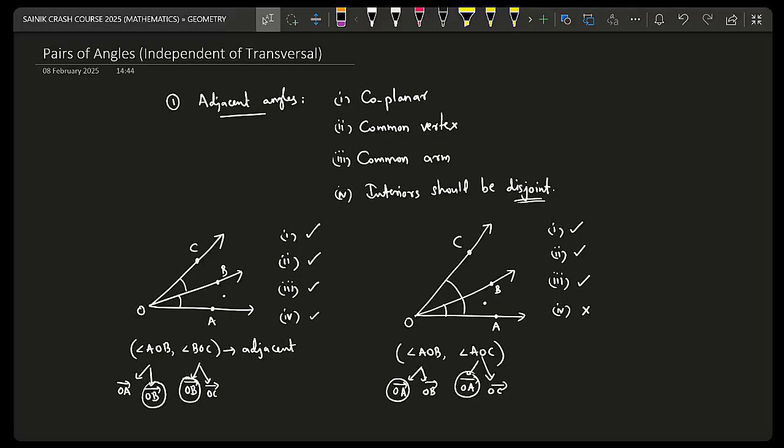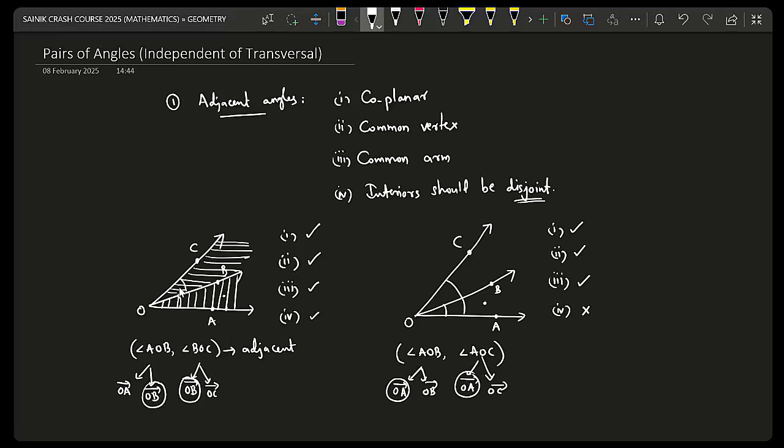Sir, I can't understand the fourth condition. The fourth condition is their interiors should be disjoint. What do you mean by disjoint? They should not have any common portion. Let me tell you in another way. In the first figure, let me shade the interior of angle AOB with vertical lines. Now I want to shade the interior of angle BOC with horizontal lines. Is there any overlapping? Is there any common portion for them? No, sir.